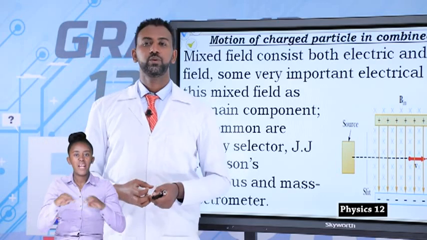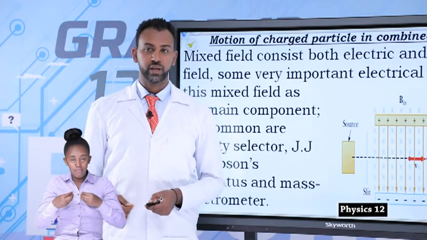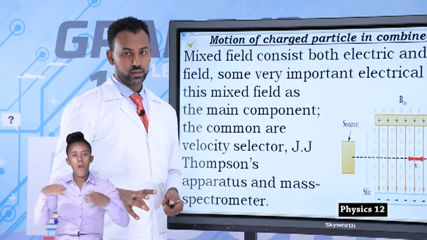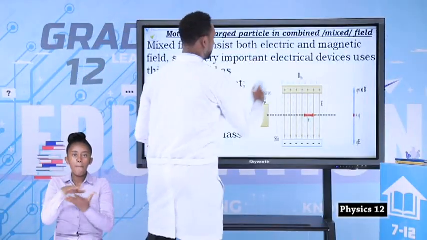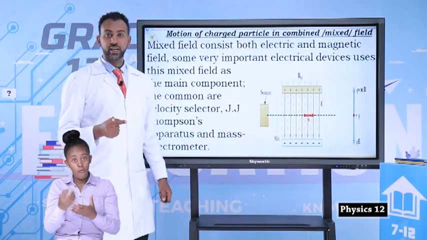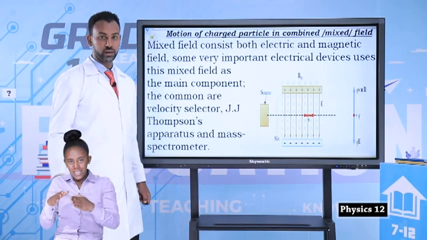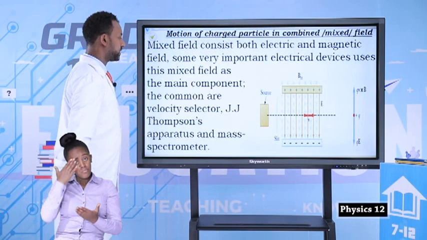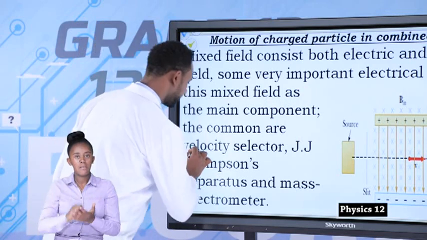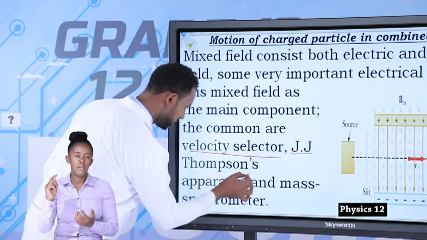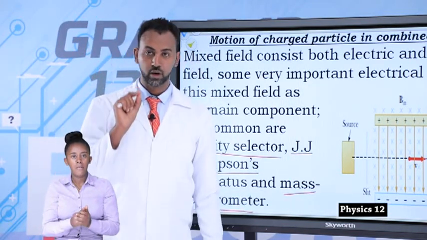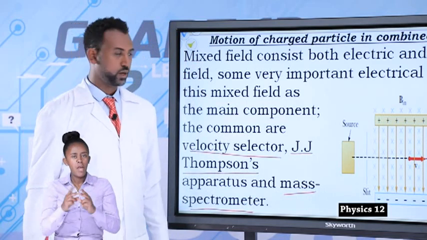And the combination of these two gives us a very important application in our day-to-day life. The most common electrical components use this mixed or combined field, meaning the combination of both electric and magnetic fields. The most common important devices which use mixed field are the velocity selector, J.J. Thomson's apparatus, and the mass spectrometer. These are very important electrical components.